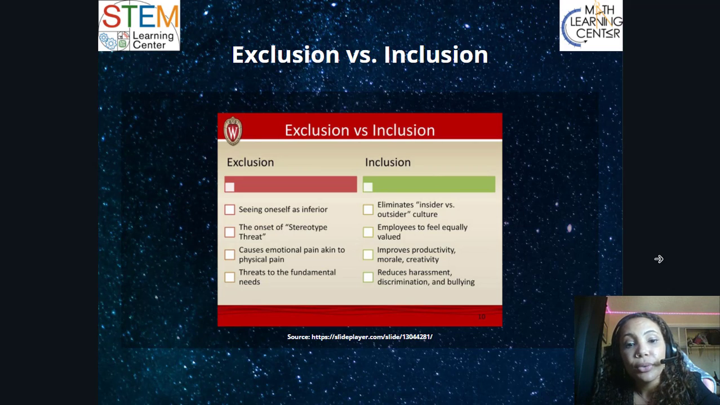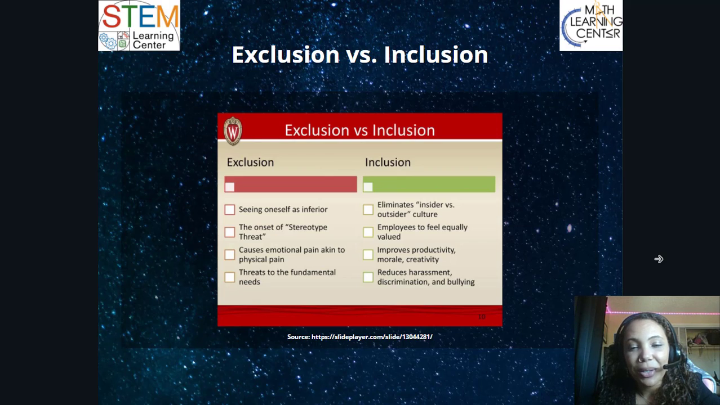So exclusion versus inclusion. Seeing oneself as inferior, that's what happens when you feel excluded. The onset of stereotype threat, embracing those stereotypes because everybody is labeling you as that. Causes emotional pain akin to physical pain. Emotional pain can turn into physical manifestations. Threats to the fundamental needs. You may not even be able to express what you need because you have felt so excluded that what would be the reason for me to speak up if no one is even seeing me, right?